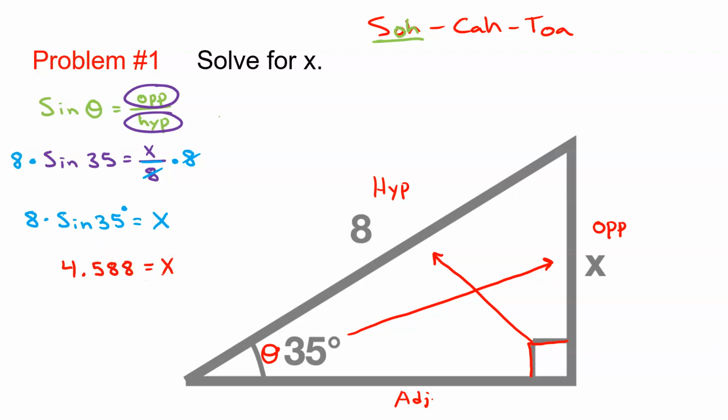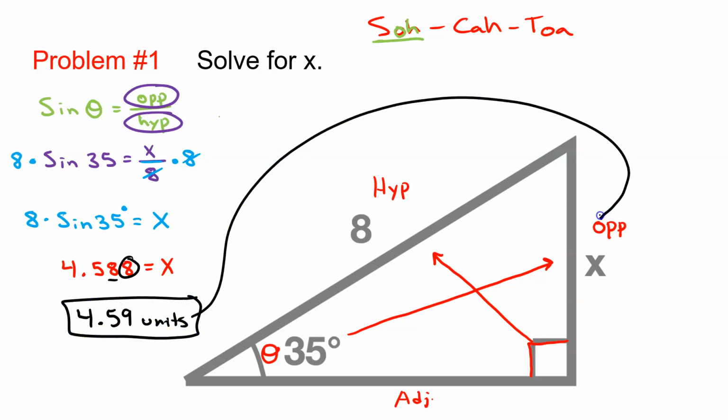Now, they didn't tell us to round, so we're going to go ahead and round this answer to the nearest hundredth, just 2 spaces after the decimal, so this will be 4.59 units. Okay, so again, that is the distance of this opposite side over here, this opposite side that is x. And again, if I don't tell you how to round, go ahead and round to 2 spaces after the decimal. Again, think of money.